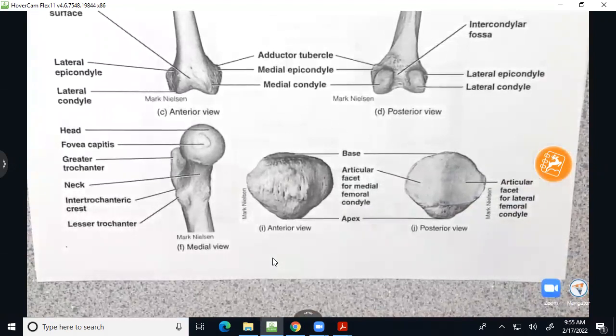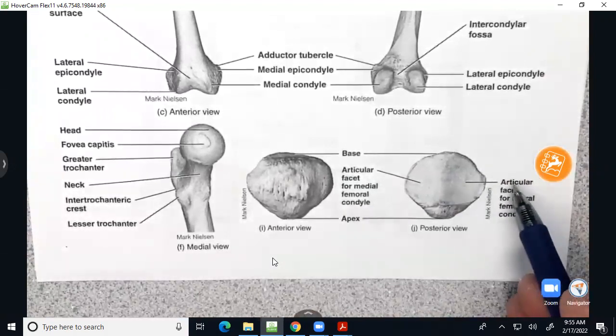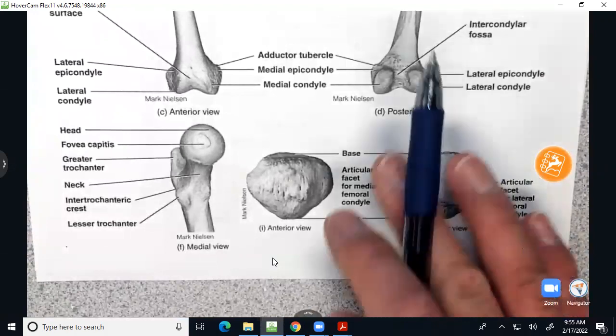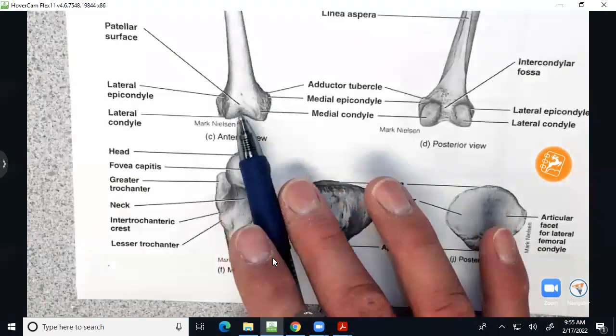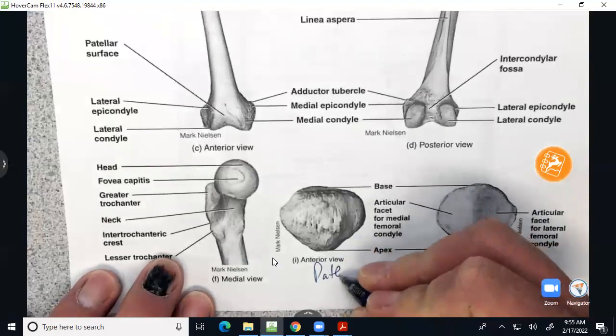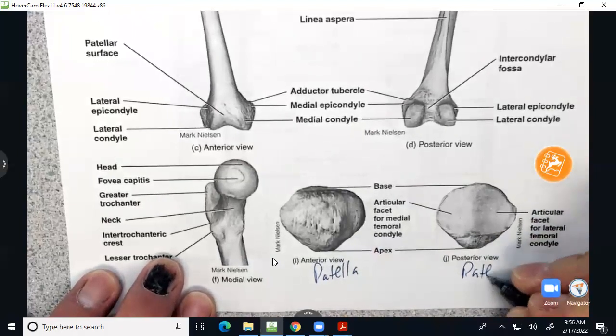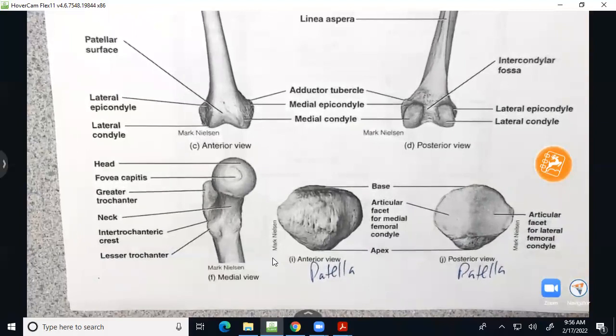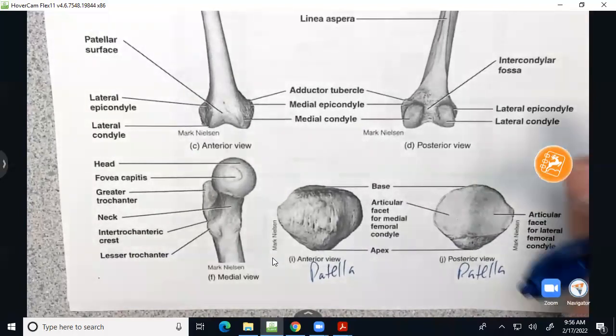On the back side are these two what we call articular facets, and they sit right up against the patellar surface of the femur and enable them to slip and slide over one another. But as far as the exam goes, I'm not going to worry about knowing those or the base or apex. Just be able to identify that these two images are showing the patella, and that's the main takeaway. Nothing too crazy. You've got enough to worry about for things like the femur.